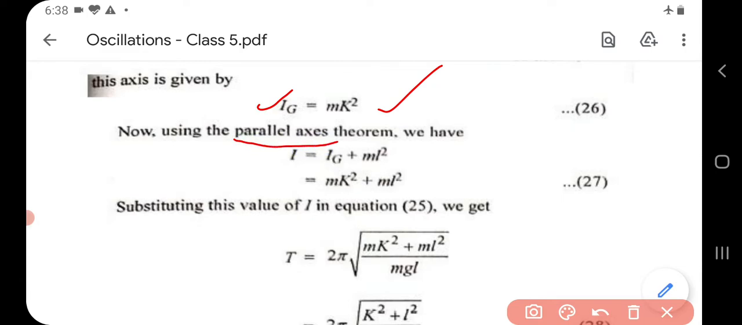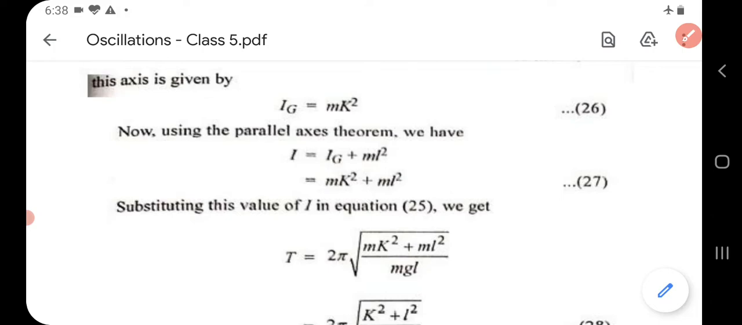Then using the parallel axis theorem, the total moment of inertia is the sum of the moment of inertia about the center of gravity and the moment of inertia about the axis of rotation. So the sum will be I equal to mk square plus ml square.